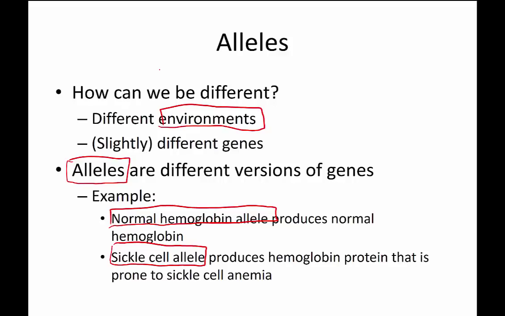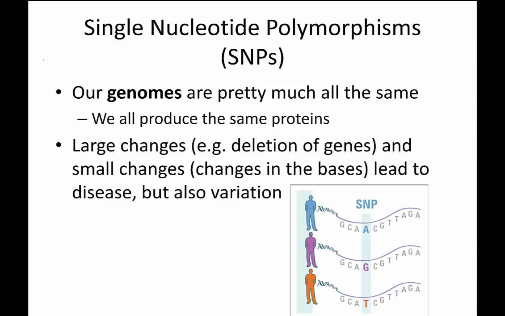Really, in all honesty, you're probably pretty similar to your sibling as far as DNA goes. However, even small changes in our DNA can have huge influences on disease. The sickle cell allele is almost exactly the same as a normal hemoglobin allele. It's only a very small change in the sequence of DNA that causes this disease. Again, our genes are pretty much all exactly the same. However, there can be small and large changes that lead to disease.